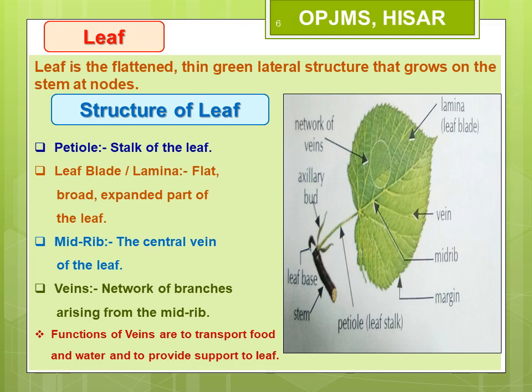The apex of the lamina is known as the leaf apex and the sides are known as the margins. The leaf is attached to the stem by means of a narrow stalk known as the petiole. The petiole continues in the lamina as a thick vein in the middle. This middle vein is known as the midrib. The midrib on either side branches out as veins to form a network. These veins help in transport of water, minerals and food and provide a framework to the leaf also.